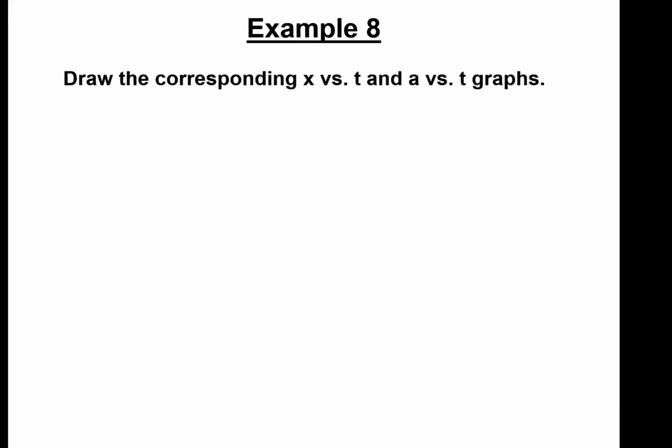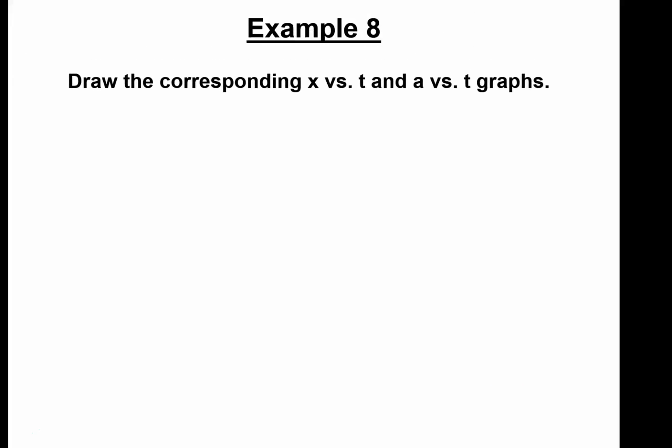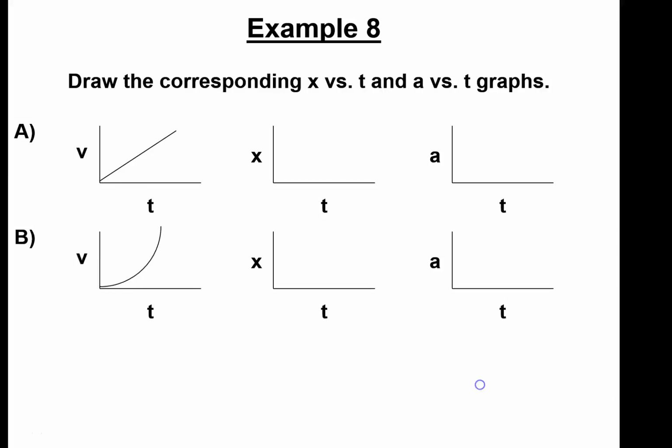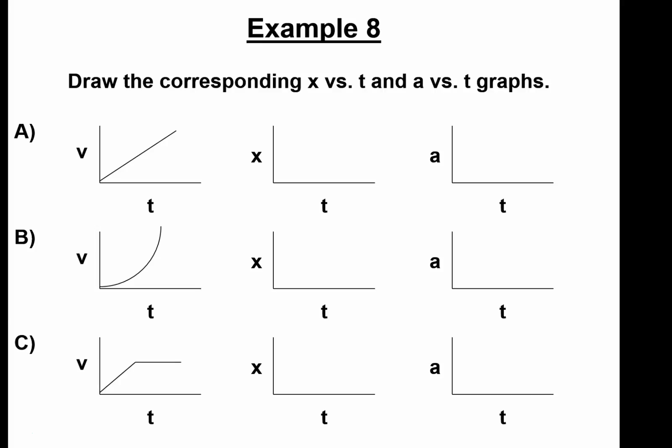Okay, moving forward with our problem solutions here, let's go to my example number 8, which is draw the corresponding graphs. So position and velocity and acceleration graphs. Okay, so here is the first example. This is my second example. And then third example. I'm going to ask you all to consider that my velocity is initially 0 here. And that velocity initially 0 here.